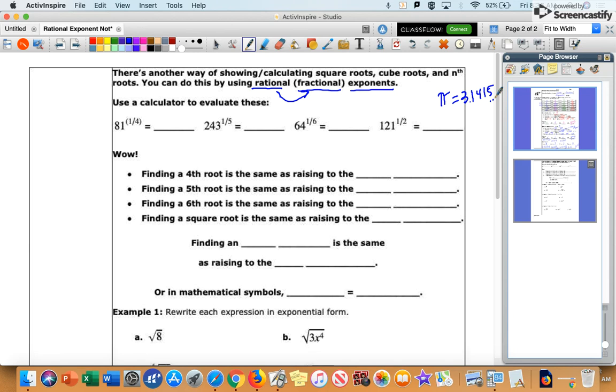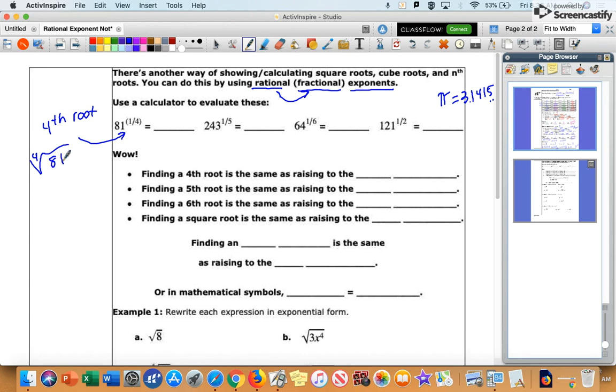Rational numbers are numbers that can be stated as fractions, and therefore 1/4 is a rational number. If you had the decimal 0.25, 25 hundredths, you could reduce it to a fraction of 1/4, and essentially 25 hundredths is a fraction also. So this is another way of saying when you take something to the 1/4 power, that's the same thing as saying the 4th root. So it's like saying the 4th root of 81.